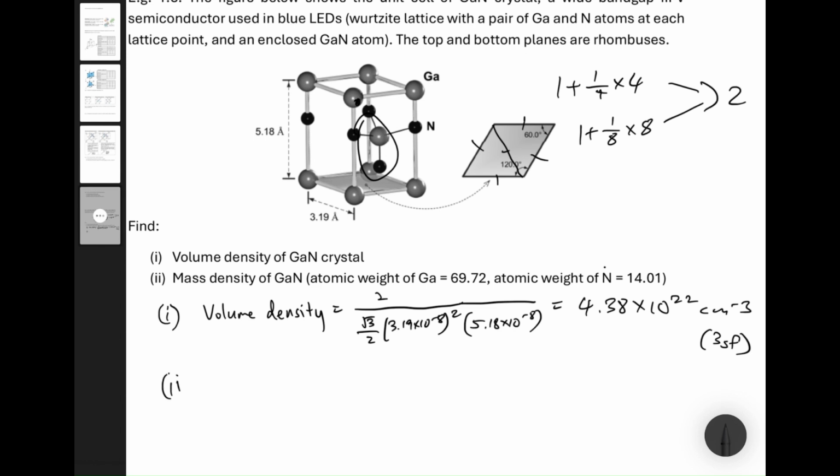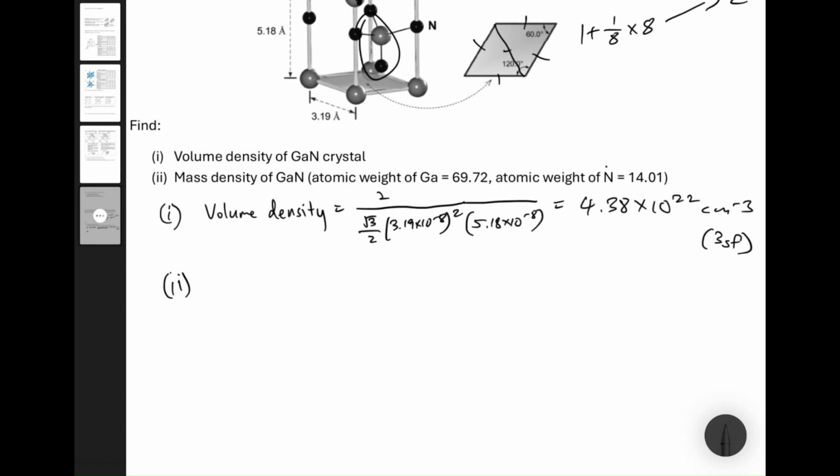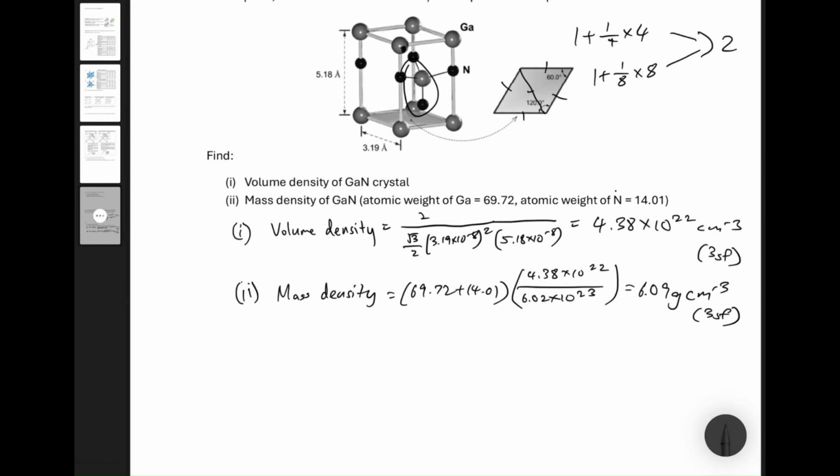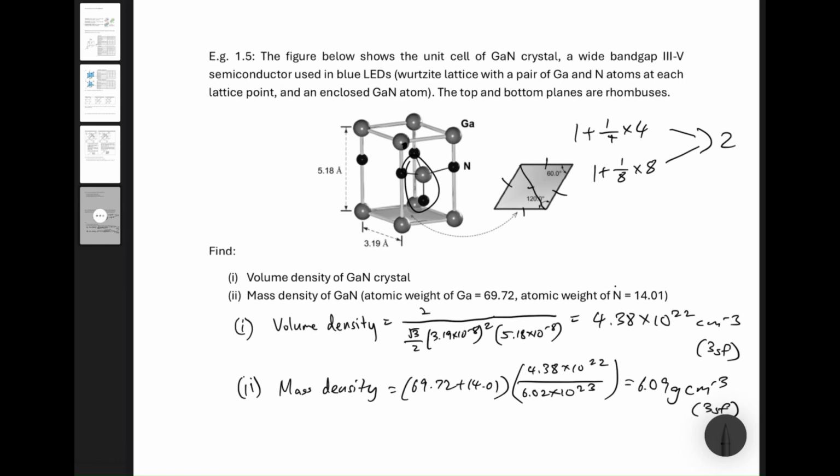And the mass density, so we know that the volume density is this, and we know the atomic weights. So the mass density is just equal to 69.72 plus 14.01 times this, which is 4.38 times 10 to the power of 22, over the Avogadro's number, which is this. Because the atomic weight is gram per Avogadro's number, so this is 6.09 gram per cm cubed, 3 SF. So yep, that's the end of this part on crystal structure of semiconductors.